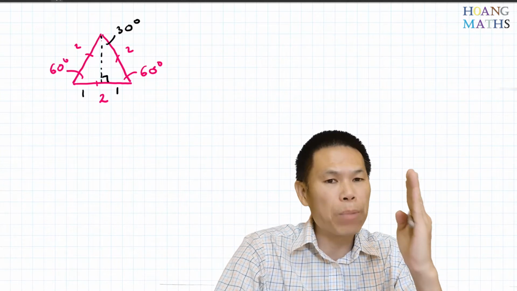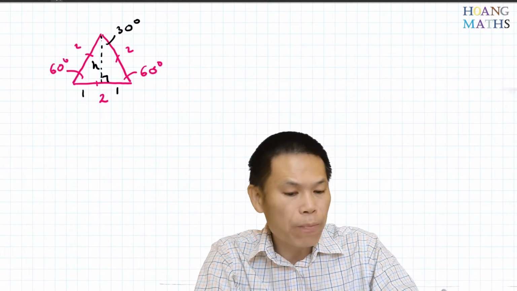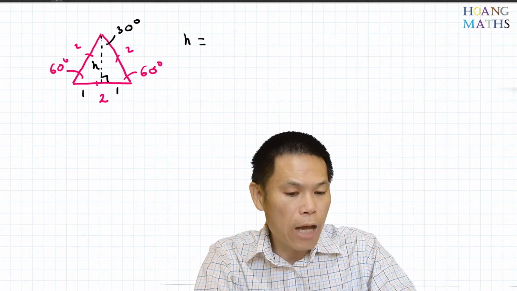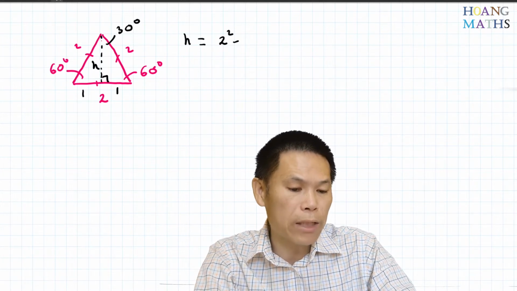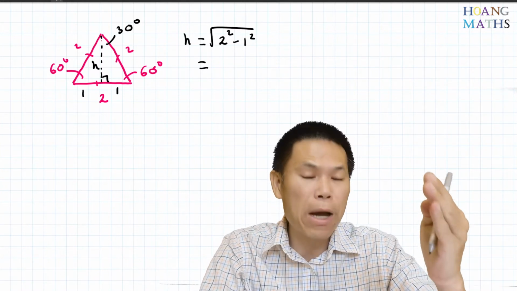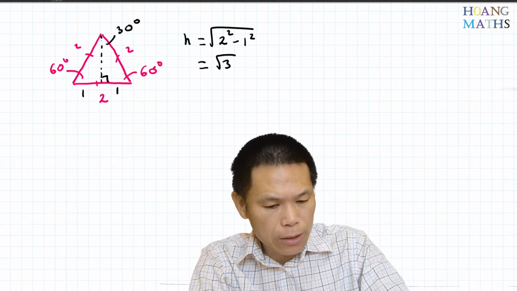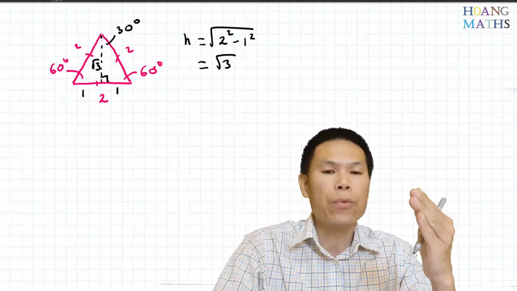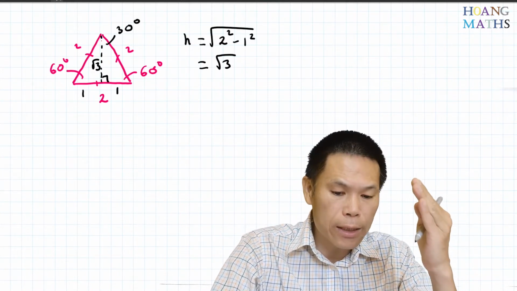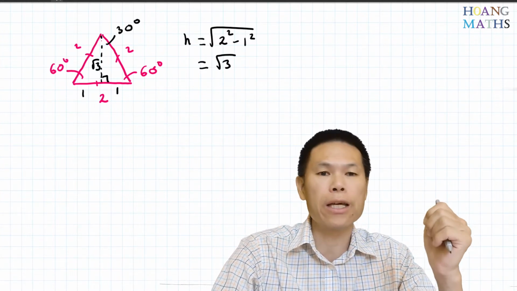Then we can find out the perpendicular height. So this one here, let's write h here. From Pythagoras' theorem, h is equal to the square root of 2 squared minus 1 squared, since the hypotenuse is 2. So 2 squared is 4, and 4 minus 1 is 3. So the answer is root 3. Let me clear this. So this is root 3. There you go. So we have a triangle with side lengths 1, 2, and root 3.